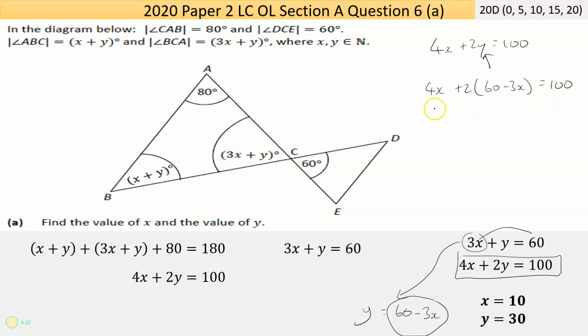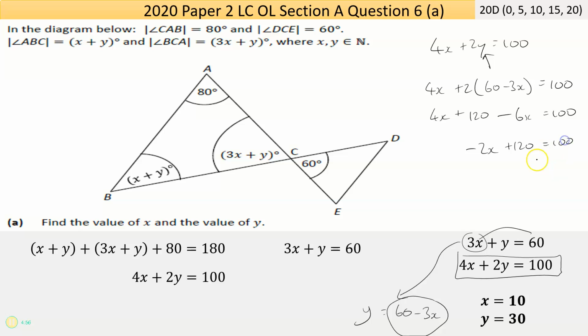This is solvable. So if I just go ahead and remove the brackets, we remove brackets by multiplication. So 2 times 60 is 120, plus b minus is minus, 2 times 3x is 6x. Okay, a bit closer. Now if I want to combine those two things together, I could get 4x take away 6x is negative 2x, plus the 120 equals 100.